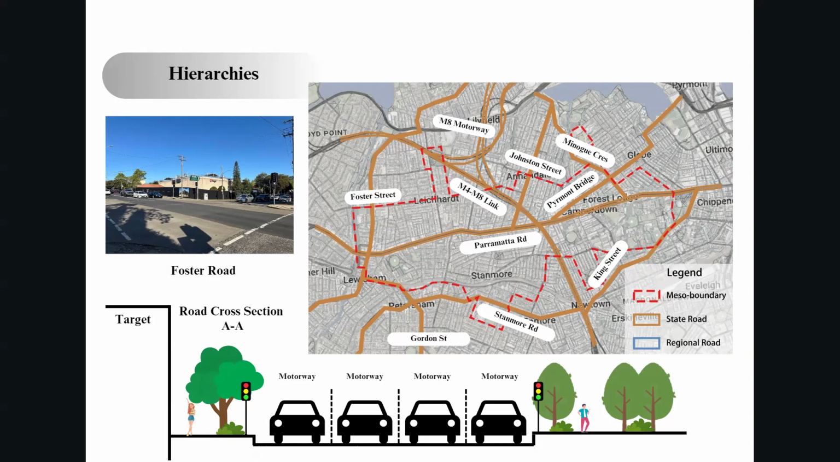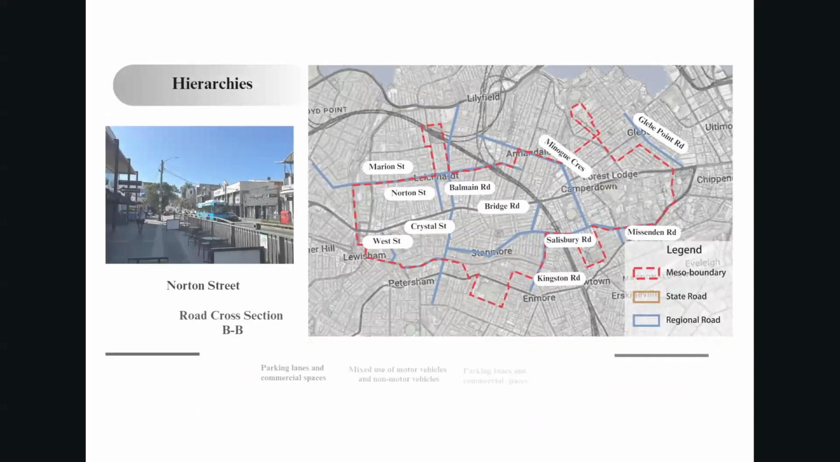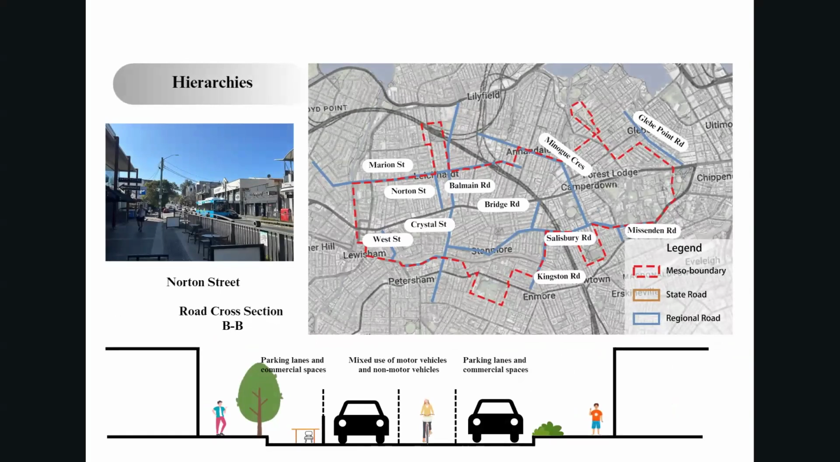We made road cross sections of Parramatta Road and Norton Street for comparison. It can be seen from the road cross sections of these two types of road that state roads clearly distinguish between motor vehicles and non-motor vehicles, and most of them are four lanes. However, on regional roads, motor and non-motor vehicles have no clear separation and can be used freely. This one is the regional road and its cross section.